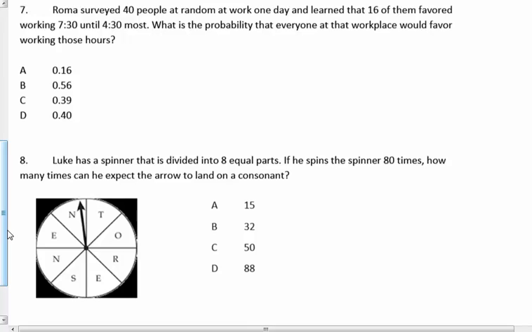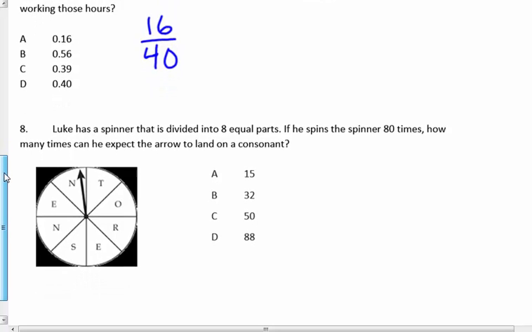Roma surveyed 40 people at random at work one day and learned that 16 of them favored working 7:30 until 4:30 most. What is the probability that everyone at that workplace would favor working those hours? Well, it's based on the probability you already have. It would be 16 out of 40. Darn, not one of my choices. 16 out of 40. So I'm going to let you figure out what decimal that is and choose the right answer there for number 7.